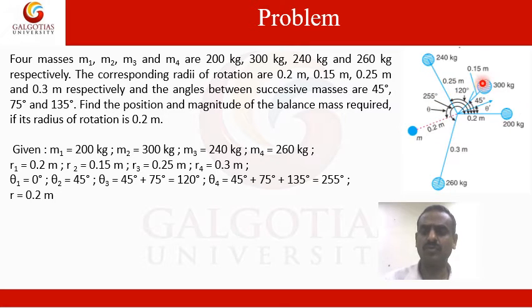For balancing these four masses, we have to provide one balancing mass. So we have to find out the magnitude of the balancing mass. The radius of location of the balancing mass from the center of the axis of rotation, that is r equal to 0.2 meter, is given in the problem. So as per the problem, we have to find out the magnitude of the balancing mass.